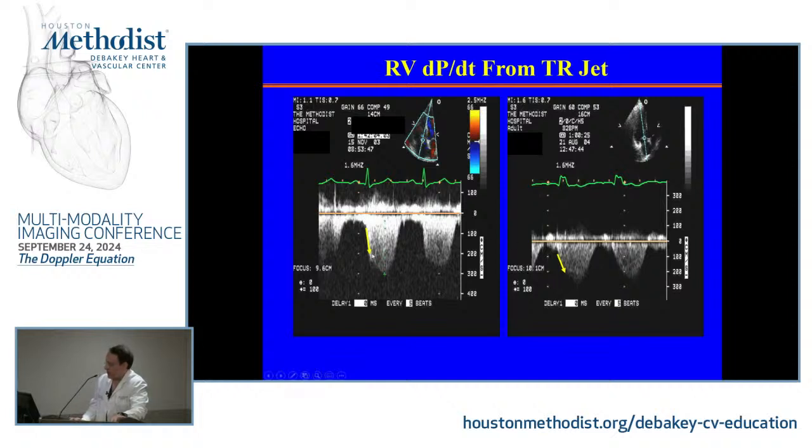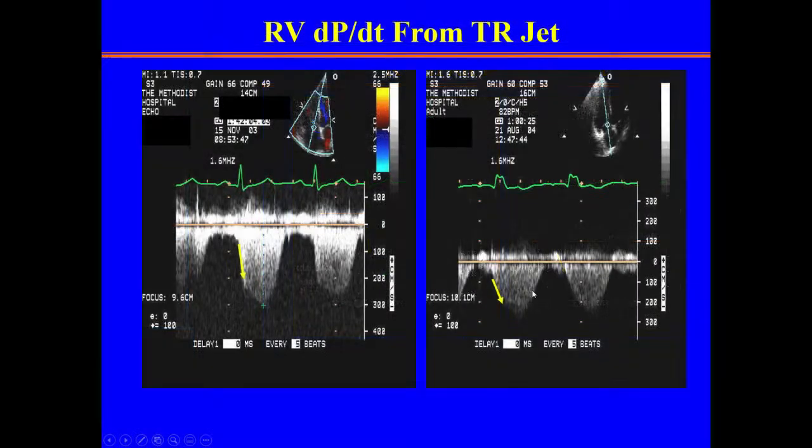You can do the same for the TR, and I'm illustrating here 2 hearts. This is a normal heart. You can see a faster rise in pressure, and this is a diseased heart, a slower rise in pressure. You can also look at the rate of pressure decline. Here, negative dp/dt, and you can see in that normal heart, it's descending much faster than that diseased heart.